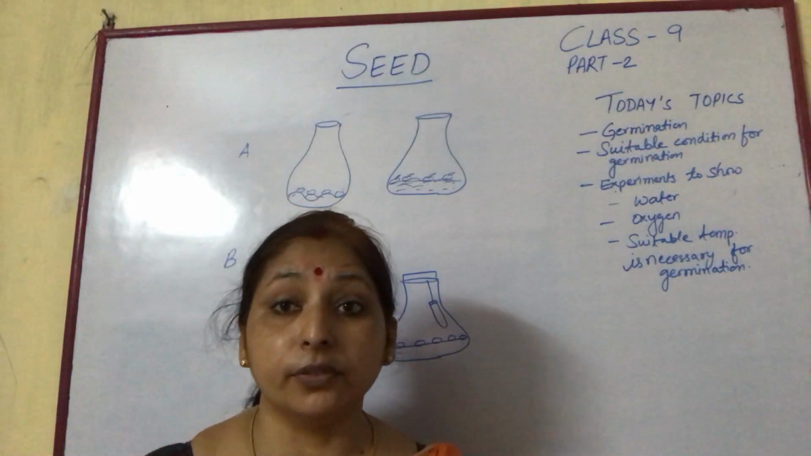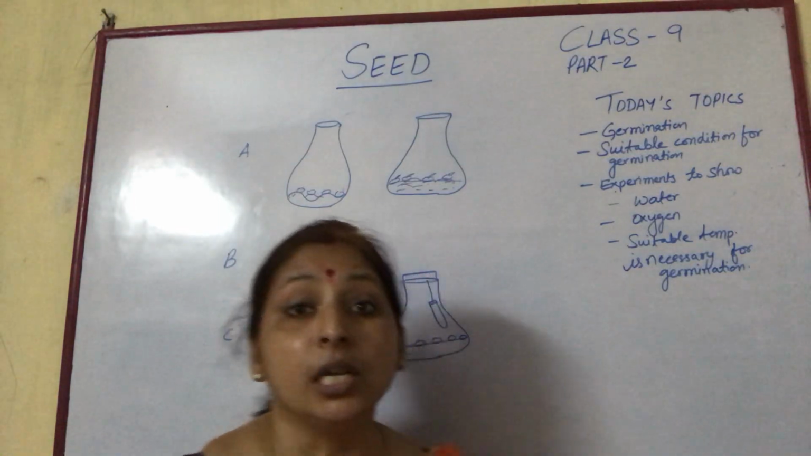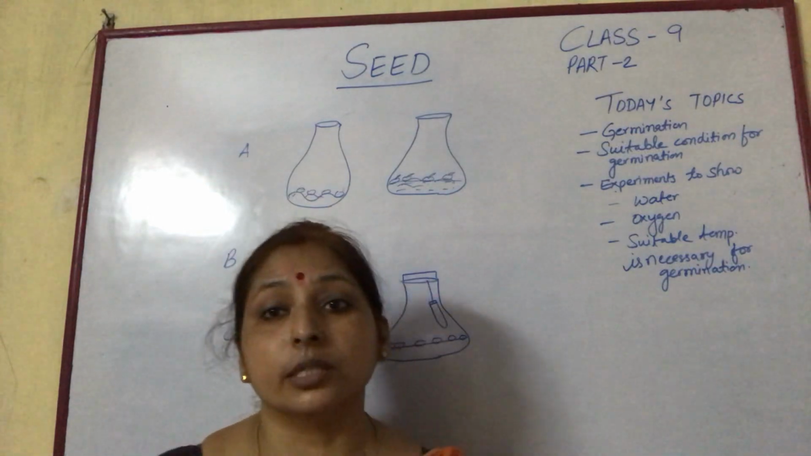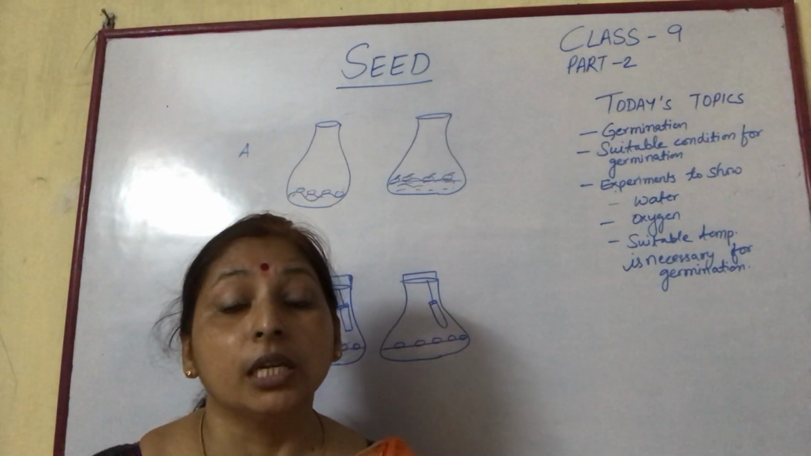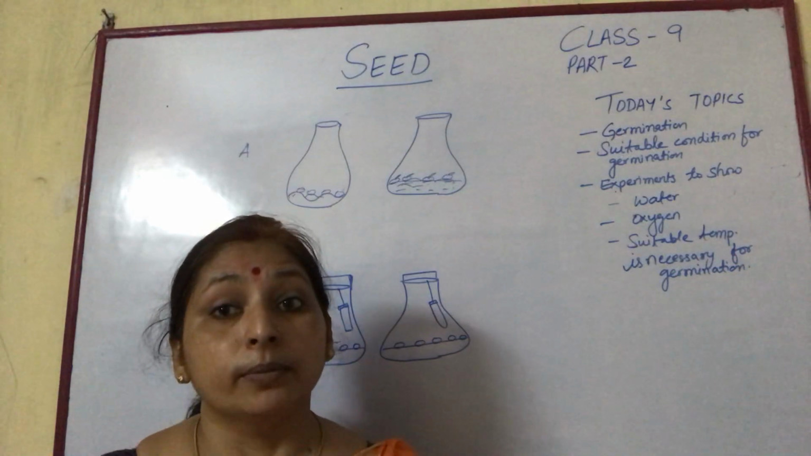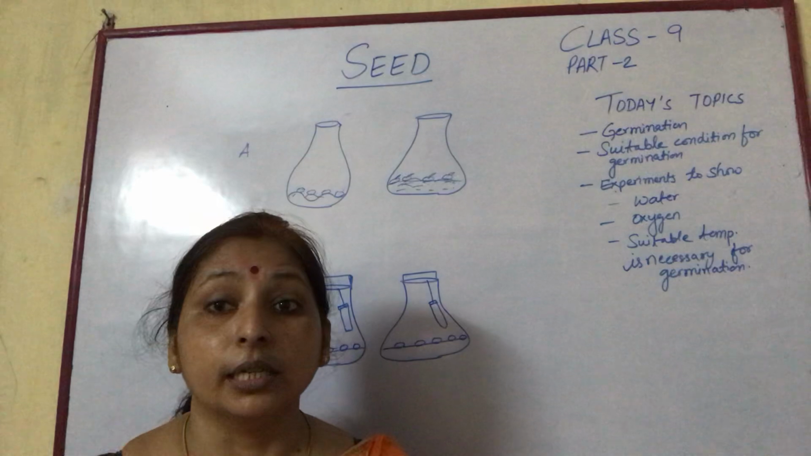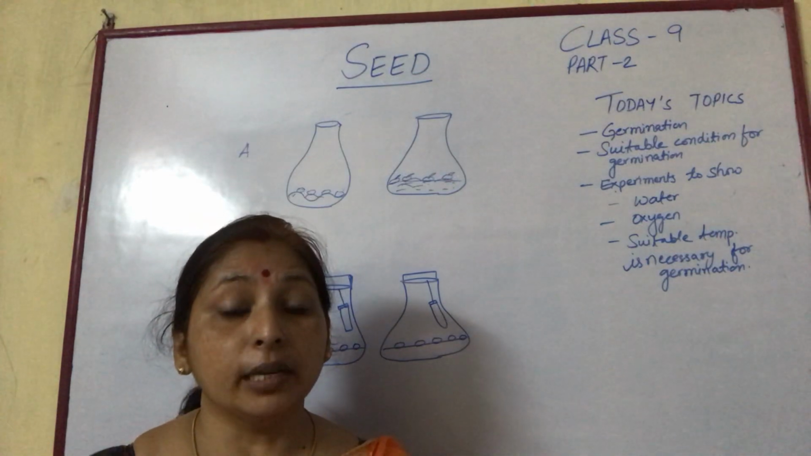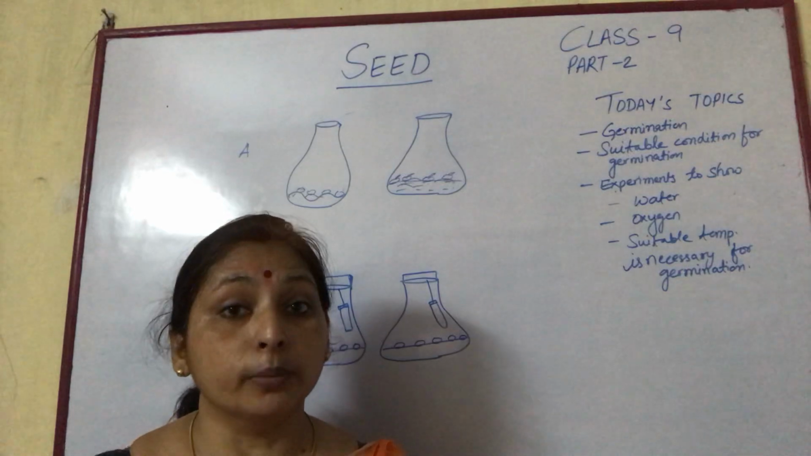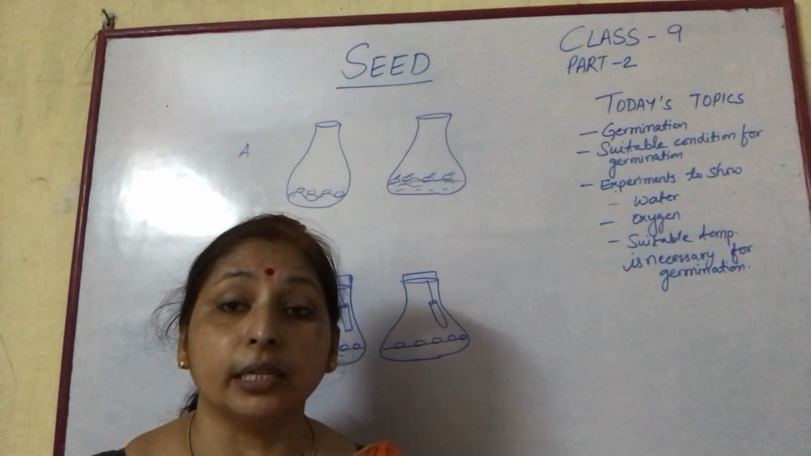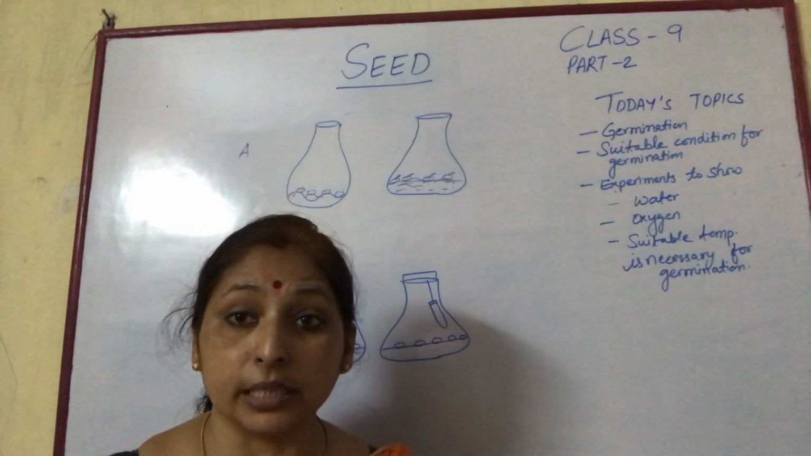So let's start with the first topic, which is germination. As a definition you can write: germination is a process by which an embryo develops into a plant. During development, it utilizes the endosperm or the cotyledon to form the shoot and root. So germination is the process by which an embryo develops into a plant.